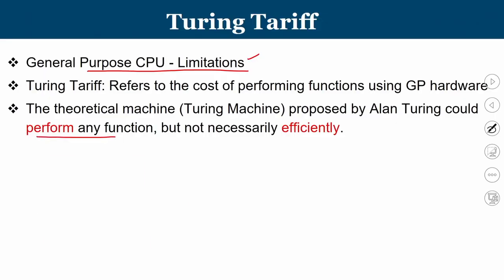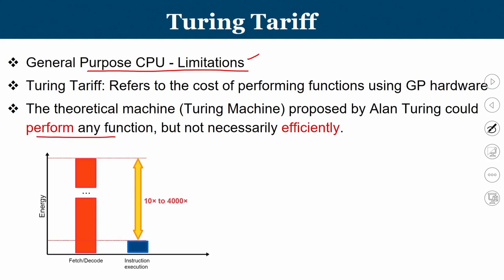So let us see what the trouble is. In a conventional CPU architecture with instruction execution, the energy dissipated for fetch and decode is much more than that of the pure execution portion. The execution in the functional unit takes only a very small amount of energy, whereas the energy associated with fetching and decoding is roughly 10x to 4000x more than the execution component alone. This means that fetching and decoding involve a significant overhead.